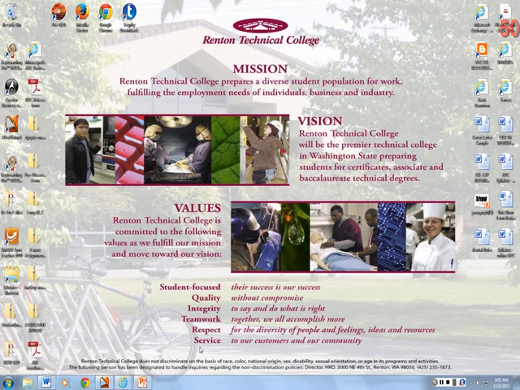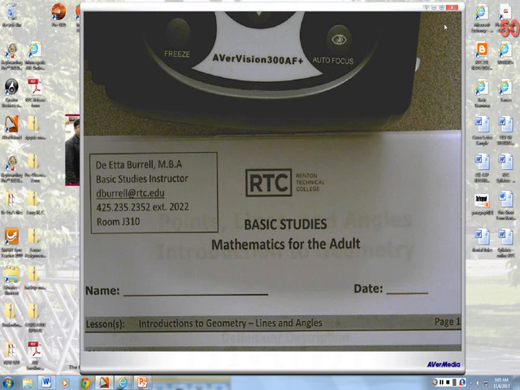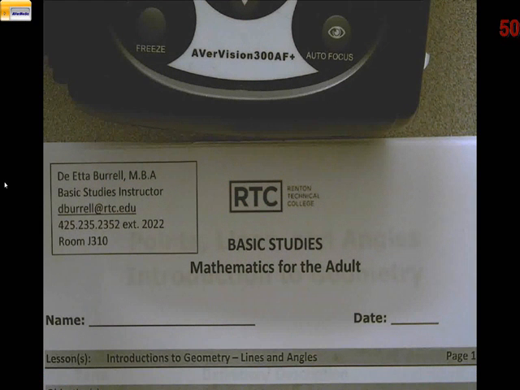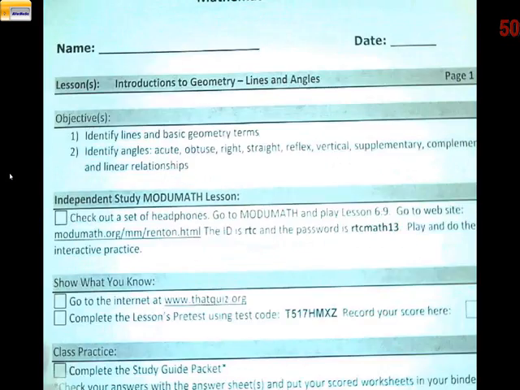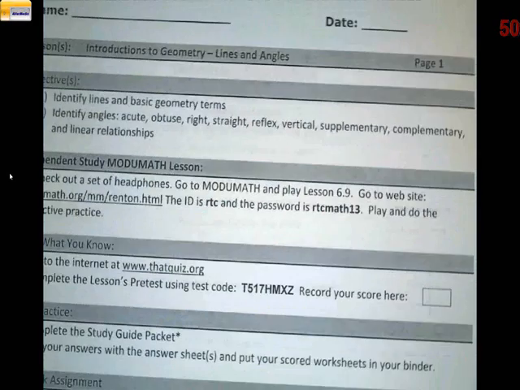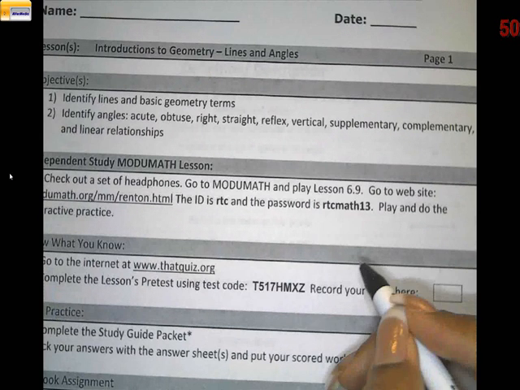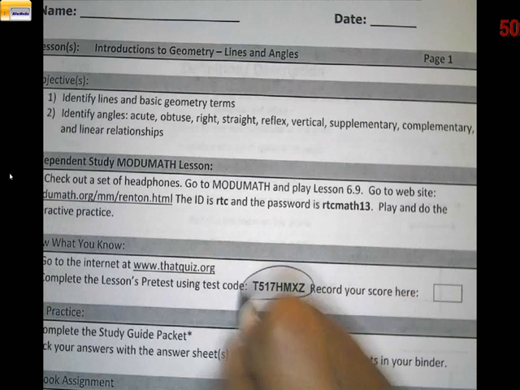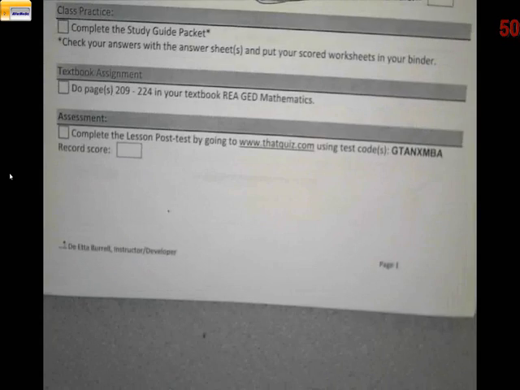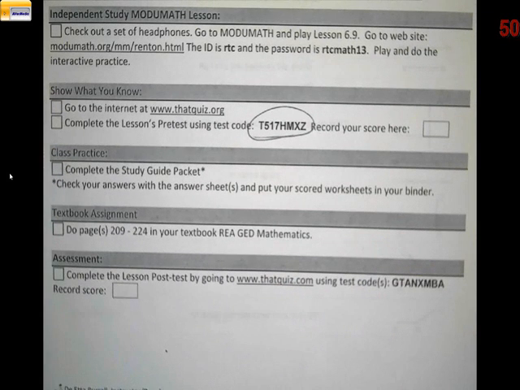Let's go to your packet. And you'll see that you have a pre-test and a post-test. Your pre-test is T517HMXZ. And your post-test is down on the bottom, GTANXMBA.